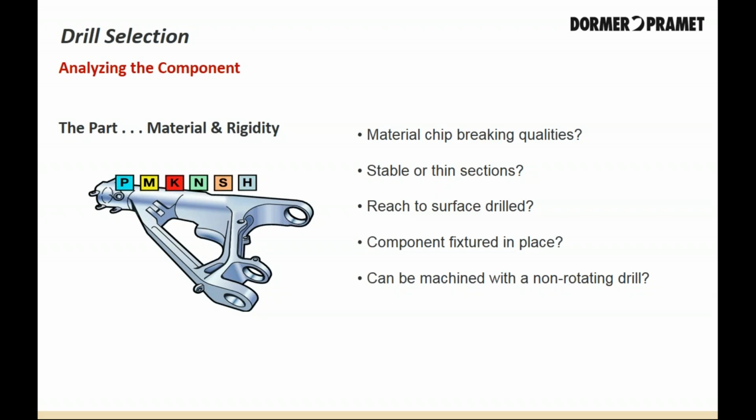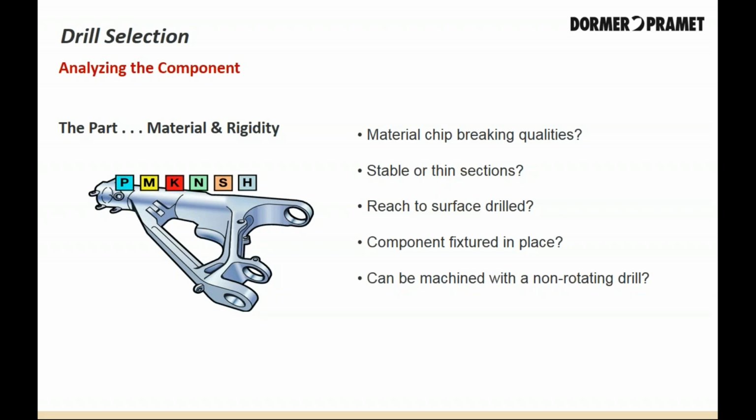In analyzing the component, look at the blueprint of the finished part. Be sure to have a thorough understanding of the material and the optimal type of chip usually formed when properly machining this material. Be sure you are drilling through stable areas where the part will not move or flex as you apply force to that area. Consider the reach required from the tool holder to the part's surface to be sure your drill length isn't too long or too short. Remember, always use the shortest drill possible to maximize the drilling operation.